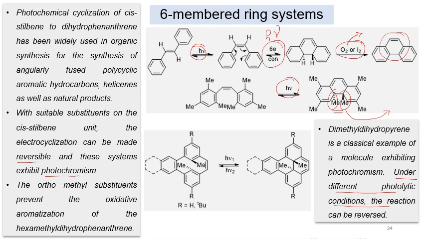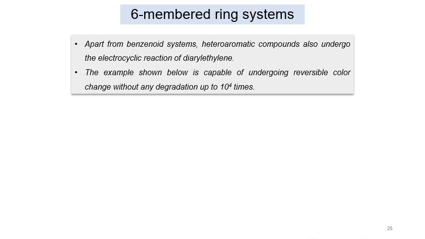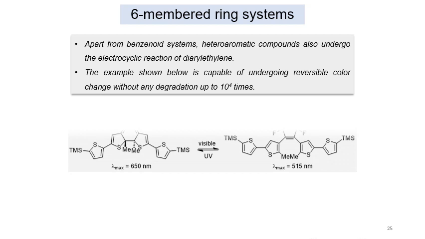Now, apart from benzenoid kinds of systems, heteroaromatics also undergo electrocyclic reactions. For example, this system that you can see here, under visible light will undergo a ring opening to give you this species, whereas under UV light it will undergo a cyclization to give you this particular system. And this is a very typical case of photochromism. In this case, it has been observed that up to 10 to the power of 4 times the reversibility can be observed without any degradation of the material.